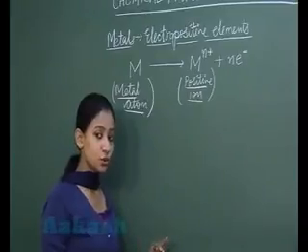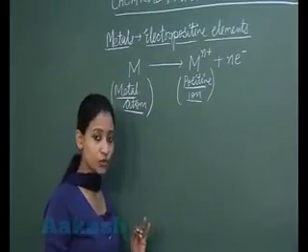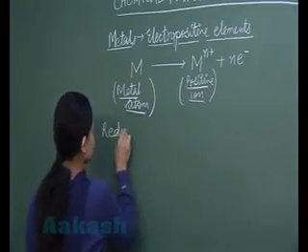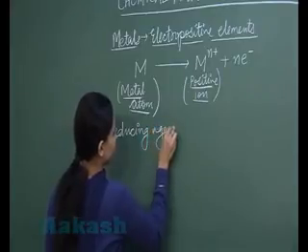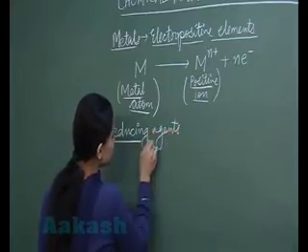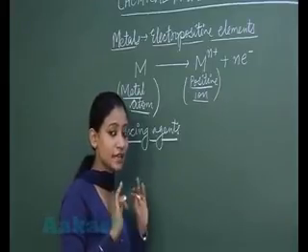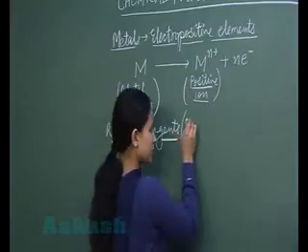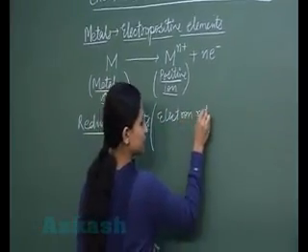Moreover, these also act as reducing agents. Metals are very good reducing agents. How? The reducing agent property of metals is because of their electron releasing tendency. They can easily release the electrons. So this is because of the electron releasing tendency.